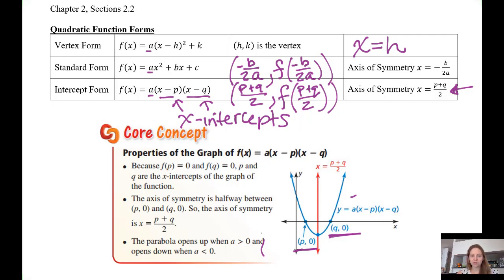Okay, let me just look over this core concept. So we discussed that formula. f of p and f of q make the formula equal 0, therefore they are the x-intercepts of the graph. The axis of symmetry is halfway between those intercepts. And just like every other form, when a is greater than 0, the parabola opens up and the vertex is a minimum. And when a is less than 0, the parabola opens down and the vertex is a maximum.